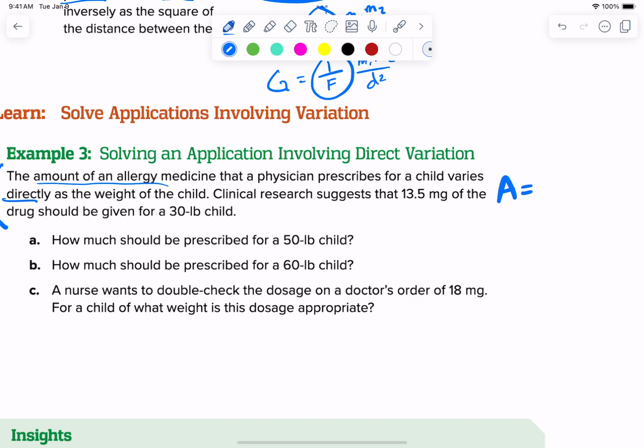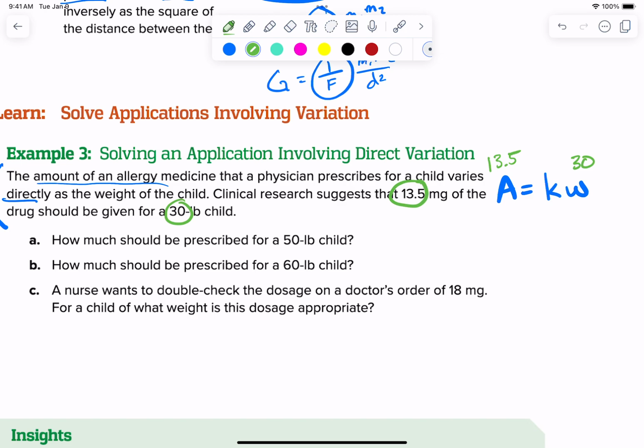A, the amount, is equal to directly with the weight of the child. K times W. K times the weight, okay? It says clinical research suggests that 13.5 milligrams should be given to a 30-pound child. What is 13.5? It's not K, it's A. 13.5 should be given to the child. That is 30 pounds. So we are solving for K.